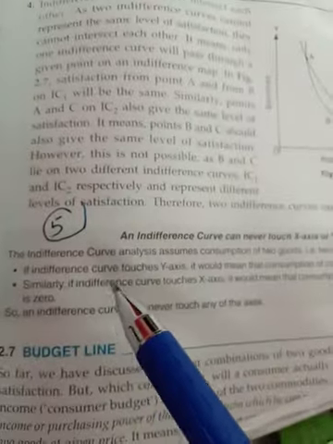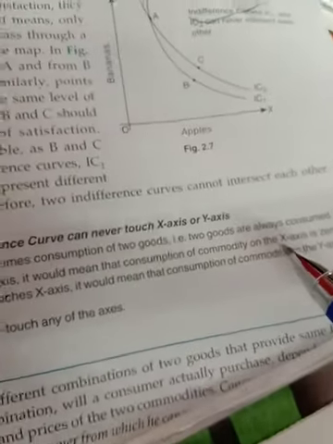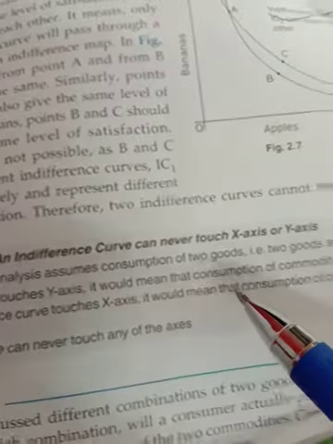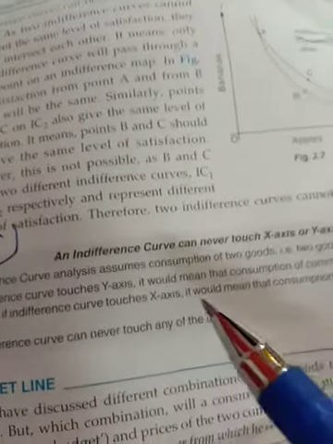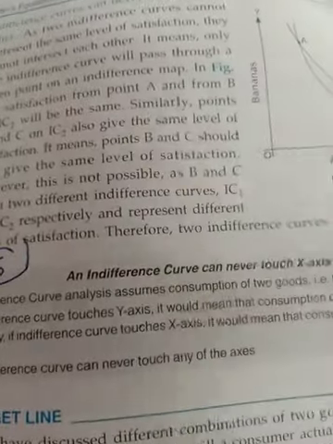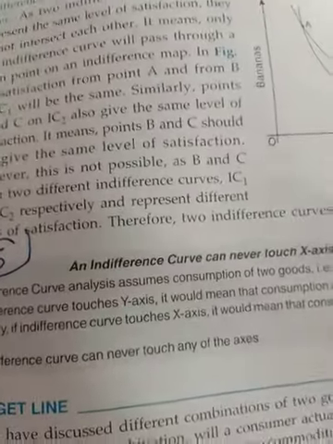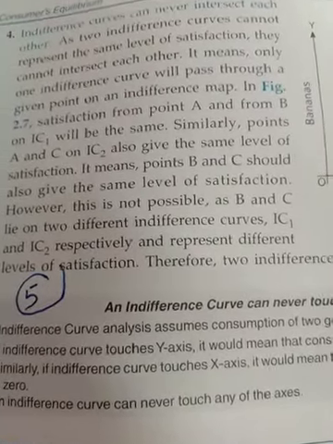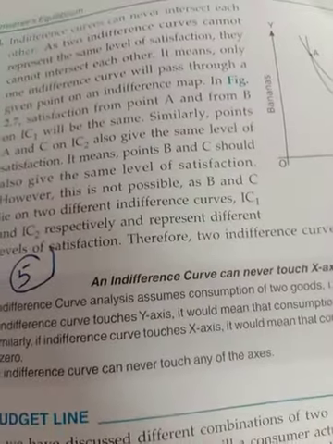So here the explanation: if the indifference curve touches the y axis, it would mean that consumption of the commodity on the x axis is 0. If the indifference curve touches the x axis, it means that consumption of the commodity on the y axis will be 0. And an indifference curve can never touch any of the axes, because you can write over there that the assumption of the indifference curve is that consumption of two commodities must be there. It is not possible that consumption of one commodity is there and consumption of the other commodity is 0. So these are the properties of indifference curve.